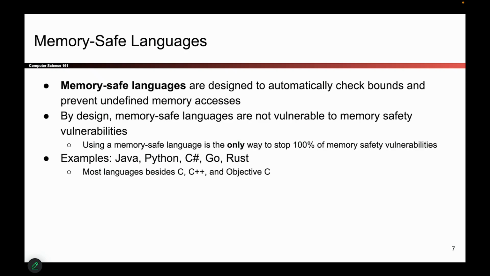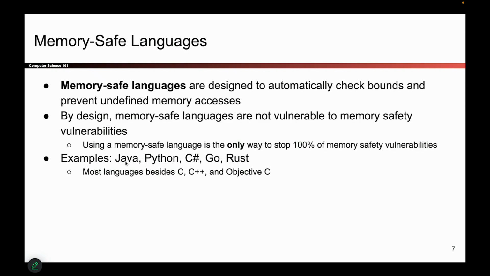All the memory safety vulnerabilities we've talked about have to do with writing past the end of an array, and if your language simply doesn't let you write or read past the end of an array, then memory safety vulnerabilities just don't happen. So all you really have to do to stop memory safety vulnerabilities is to pick any one of these languages that actually check bounds for you. And there are so many to pick from.